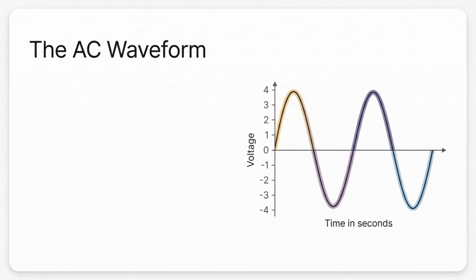On this graph, the horizontal line represents time, and the vertical axis represents the magnitude of the voltage. When the wavy line is above the zero mark, the current is flowing in the positive direction. When it dips below zero, the current has reversed into the negative direction.